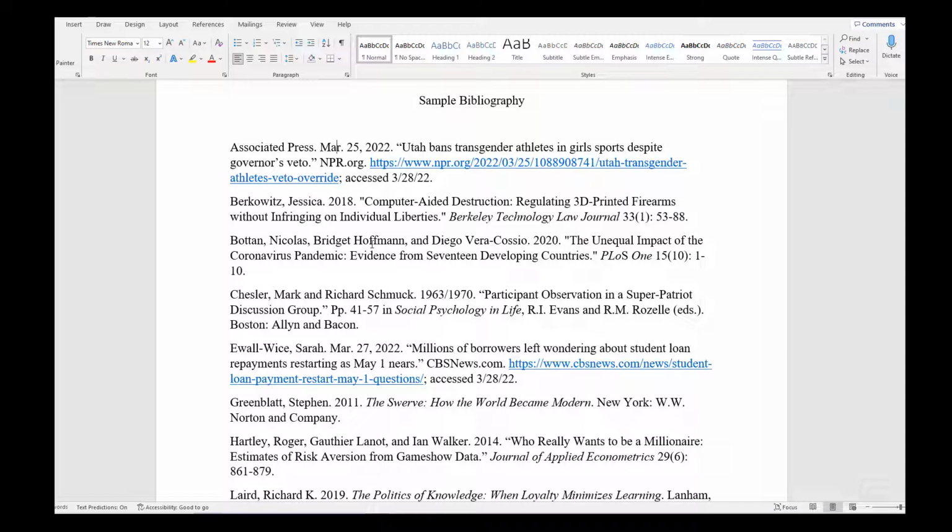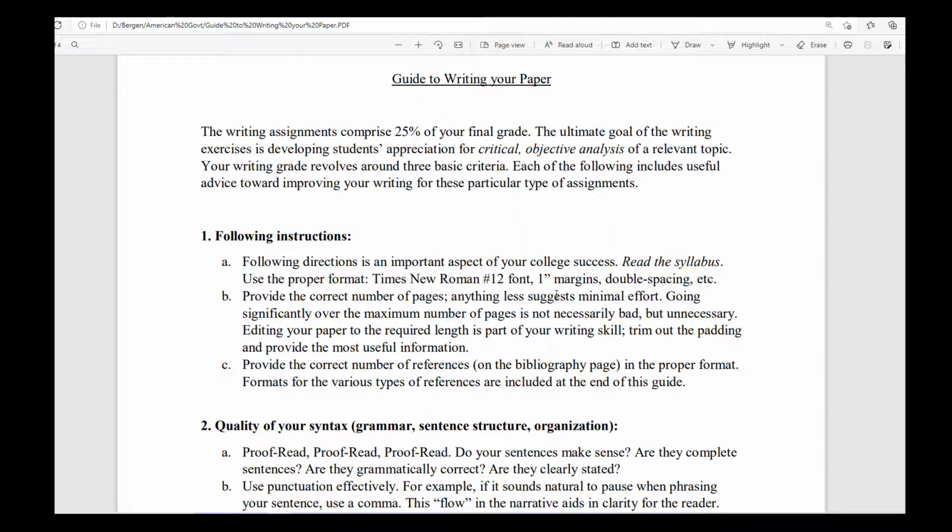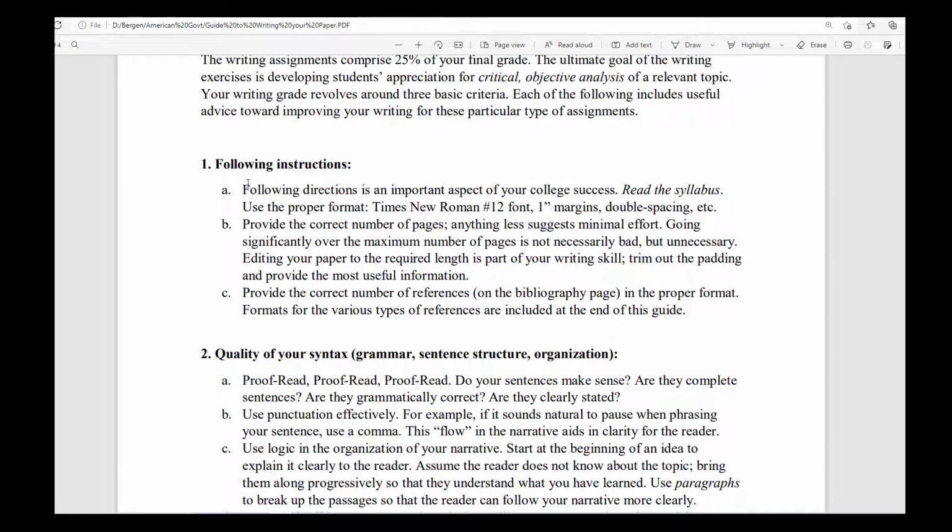All right, now let's look at the guide to writing your paper. This is just a kind of a summary of the three basic criteria that I use when I'm grading your papers. And the writing assignment is 25% of your final grade, so you really want to put some effort into this, using critical objective analysis of your relevant topic that has been submitted and approved. The first criteria is following instructions, and we've talked about that quite a bit.